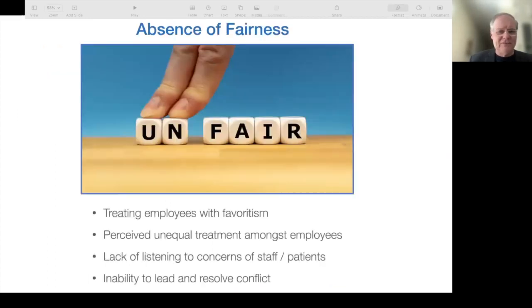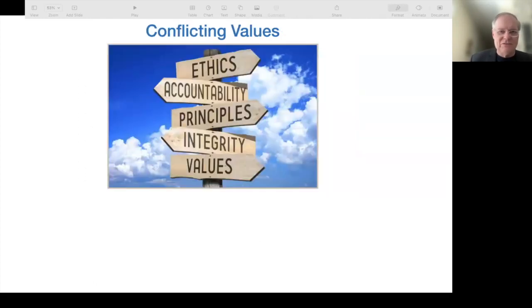Being unfair, this is favoritism. The hygienist always gets more than I do for a raise. He always does more for her or him. All this appearance of inconsistencies. And that could certainly come from community also, where the community kind of triangulates and talks about different parts of the office not being fair, and then all this tension comes up. And then conflicting values, the ethics, the accountability.